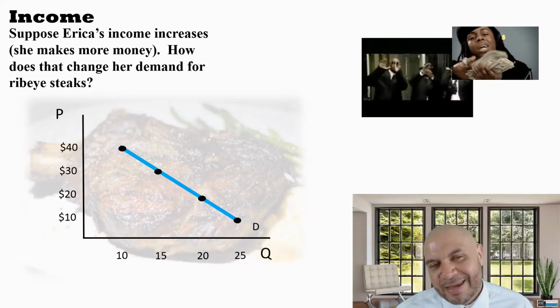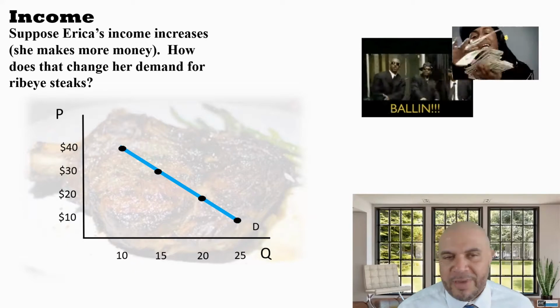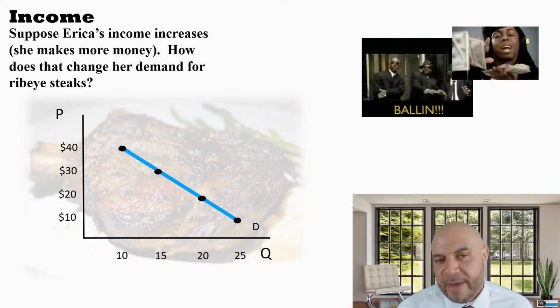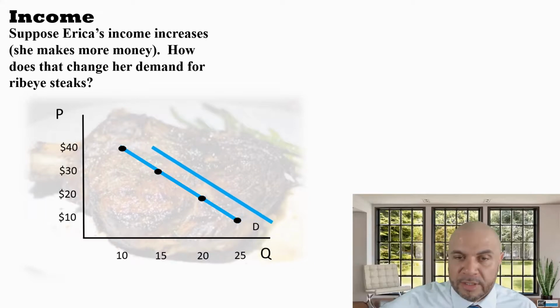Since she is making more money, she is demanding more stuff. She wants to buy more stuff. So therefore, her demand curve will increase. Increase is always to the right. So the demand curve will shift to the right.